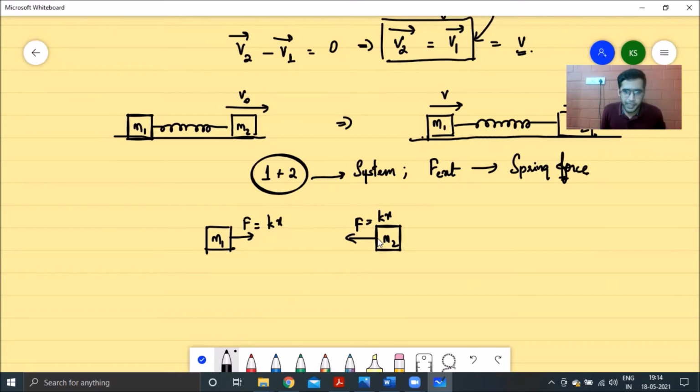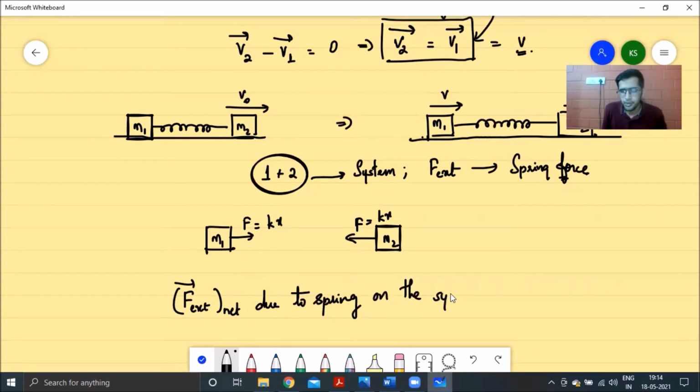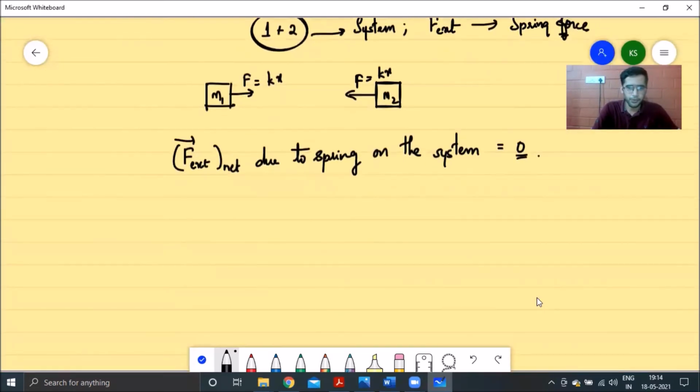So here we see that the spring forces acting on both the blocks are equal in magnitude and opposite in direction. So the net external force acting on the system due to the spring will be equal to 0. Why is the net external force 0 over here? Because whatever force the spring exerts on block 2, the same force the spring will also exert on block 1, but in the opposite direction. So your total force acting on the system is minus kx i cap plus kx i cap, which becomes equal to 0, right? So if the net force acting on a system is 0, we can say that the momentum of the system can be conserved.